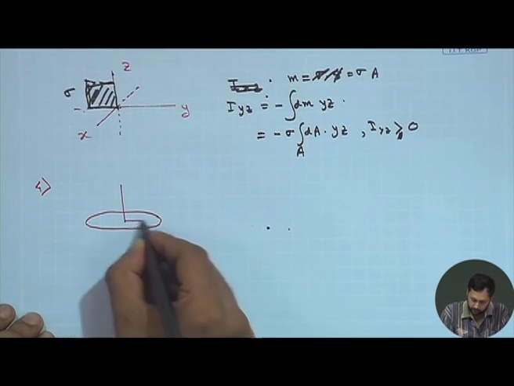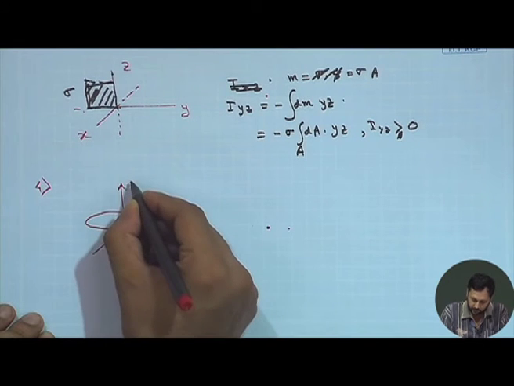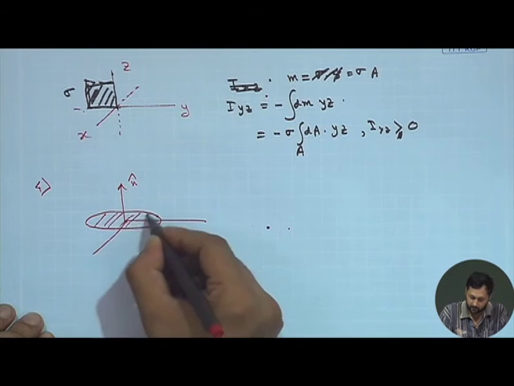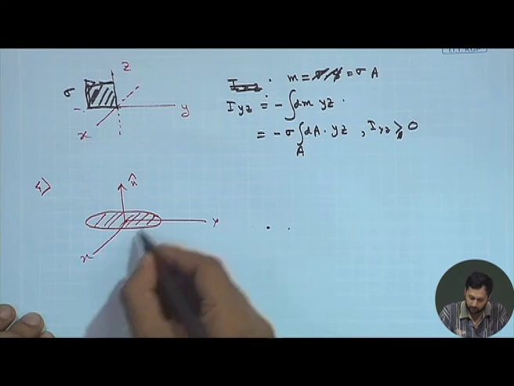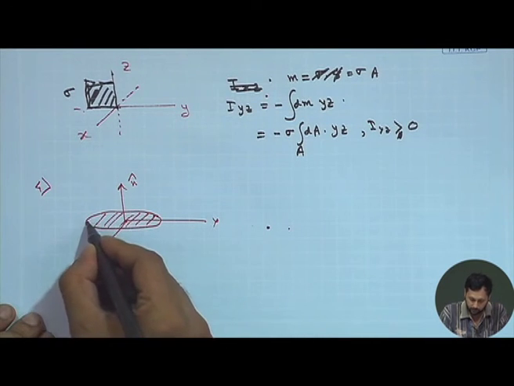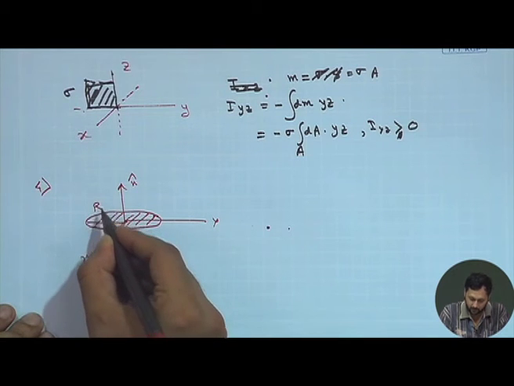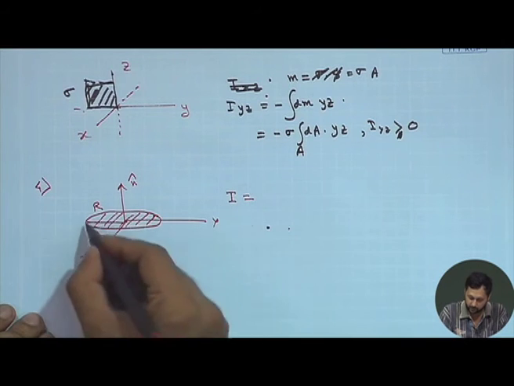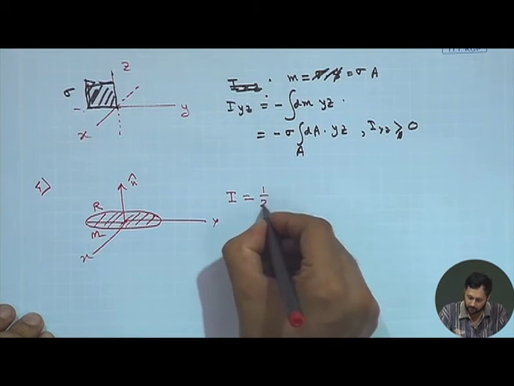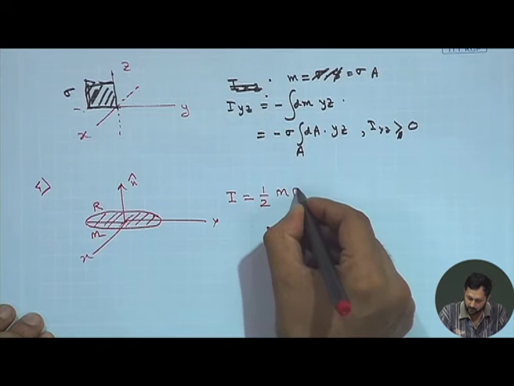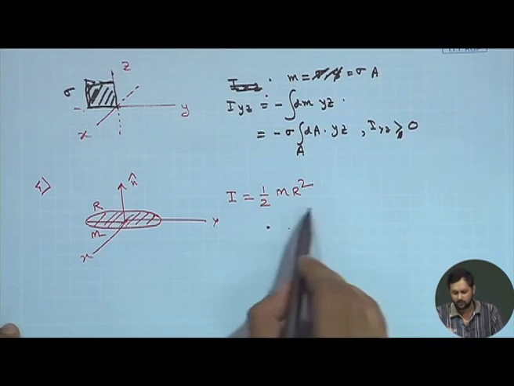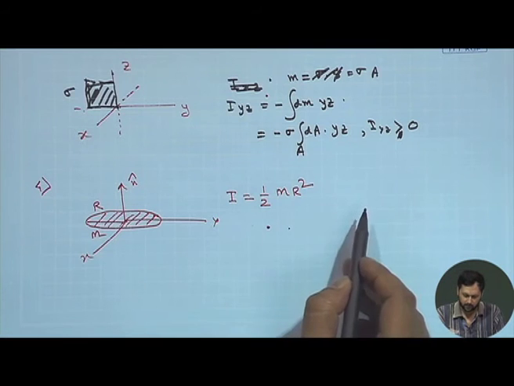Okay, so let us say this is my axis of rotation and this is my lamella which is lying in the xy plane, and the circular lamella has a radius r and mass m, and we all know that moment of inertia around this axis will be half m r square. Okay. So, I think we are all very familiar with this result. So, I am not doing it for you.